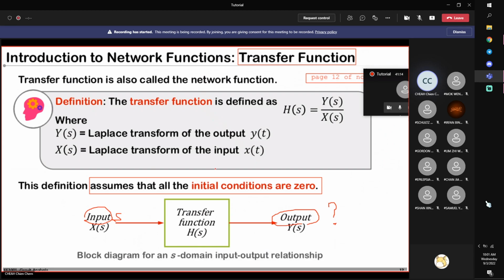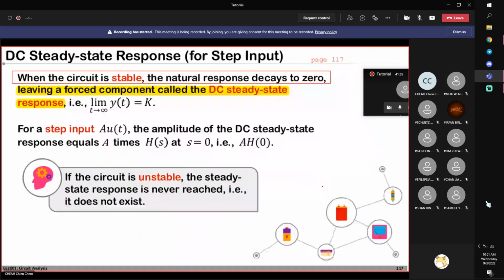And in transfer functions, this is always the case, even if it's not stated, you can just say that initial conditions are 0. It means that the energy storage elements are initially without any initial energy. No storage. They start from 0.